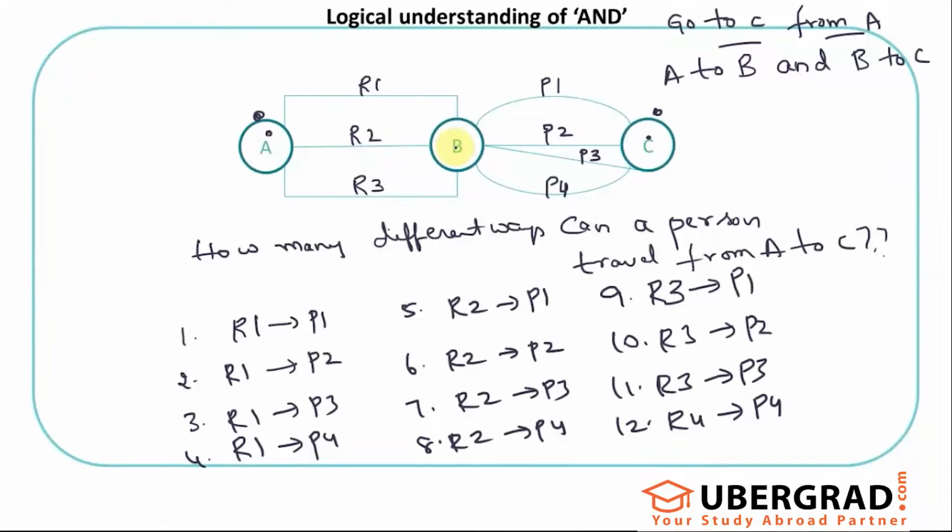I go from A to B and go from B to C. So how many different options do I have for A to B? 1, 2 and 3, so that's 3 ways. From B to C, how many different routes can I take? 1, 2, 3, 4. And it is basically multiplied, so that's 12 different ways, which is what we got. So that's the implication of AND.